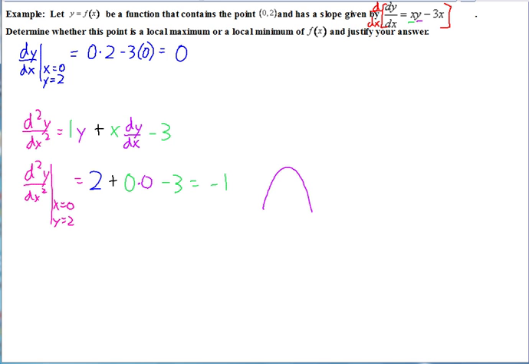And we already know the first derivative is 0. So that's going to be a local maximum this time. So we can say that f has a local maximum at (0, 2).